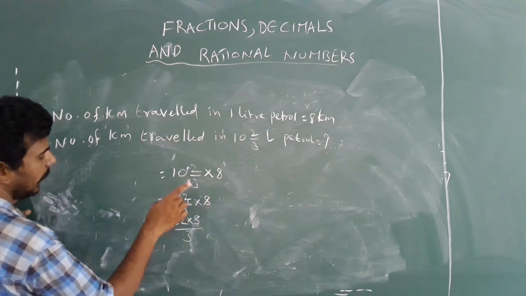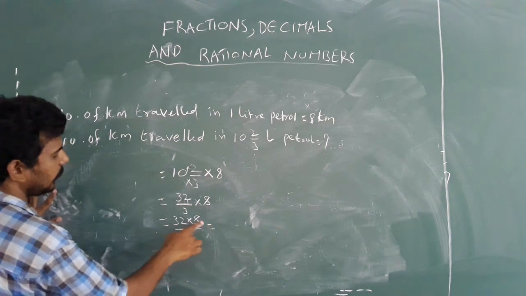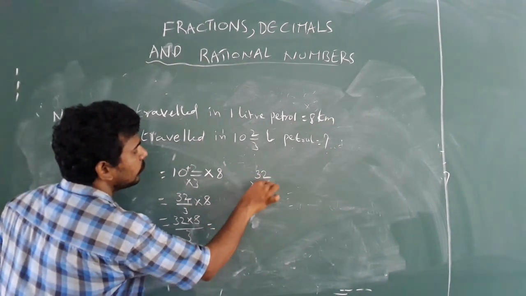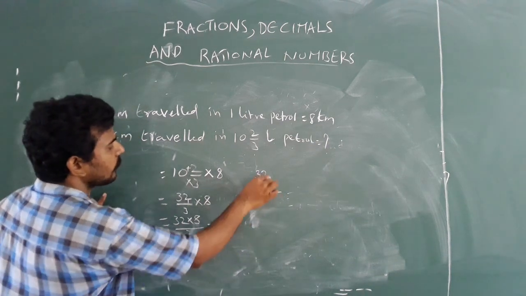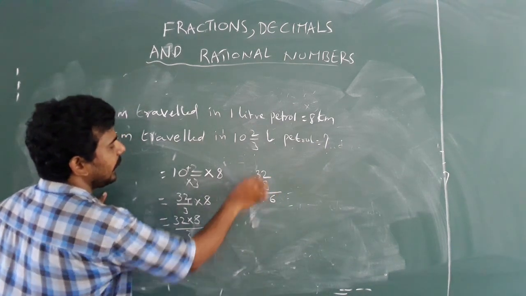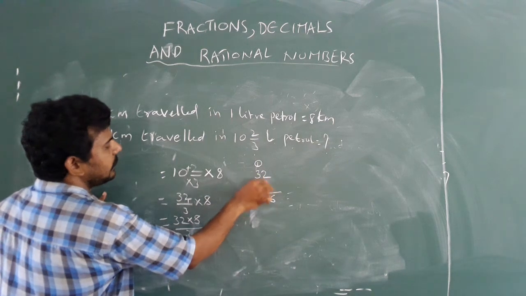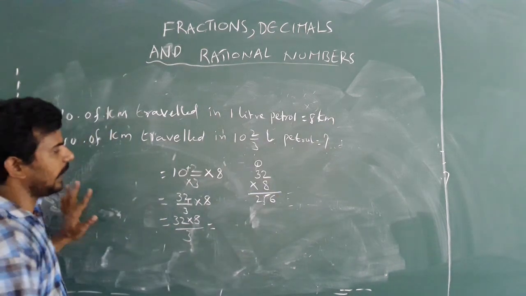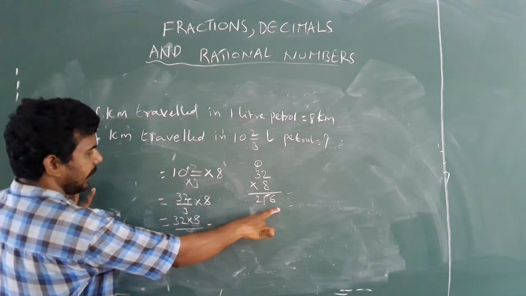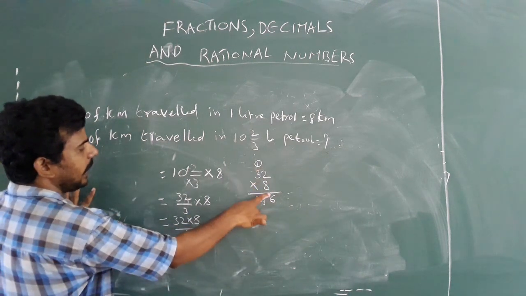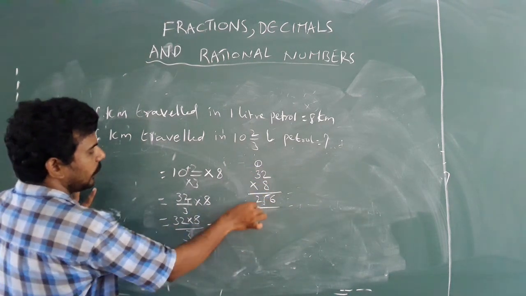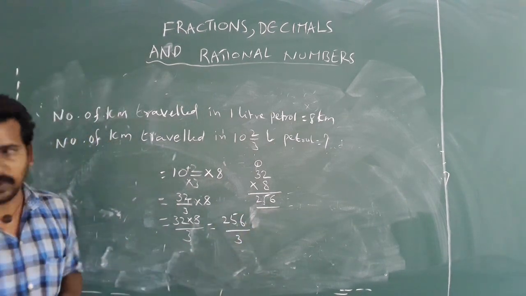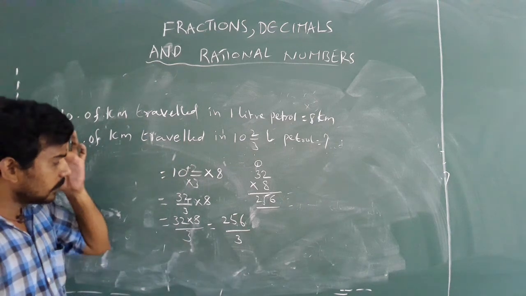32 into 8 by 3 equals 32 8s are how much children? Do multiplication here, 32 into 8. 2 8s are 16, carry 1. 3 8s are 24 plus 1 is 25. So 256 by 3.